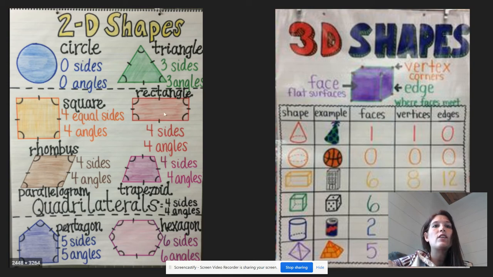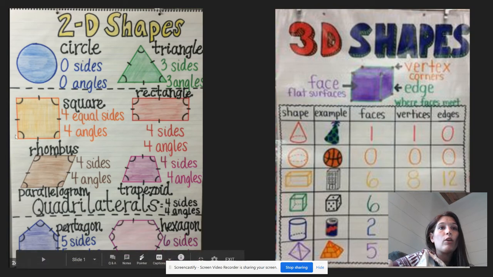Okay, and then we have this group of shapes called quadrilaterals. Quadrilaterals are shapes that have 4 sides. So square, rectangle, rhombus, parallelogram, and trapezoid. Some important things to remember. A square has all equal sides, and all 4 angles are what we call right angles. They make the perfect little corner here.